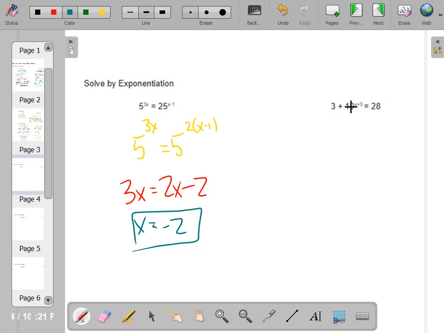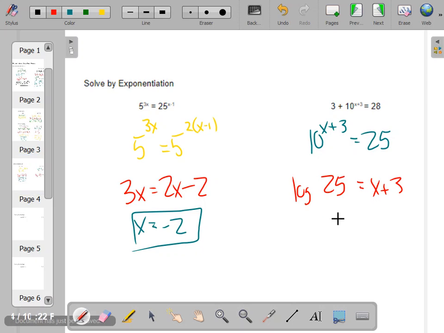This isn't really exponentiation, but we're going to get that exponent by itself. 10 to the x plus 3 equals, if you subtract 3, you get 25. And now we're going to rewrite it as a logarithm. So this is a log with a base of 10. That's just implied to be base 10 if you just write the word log. But 10 to the x plus 3 equals 25. So when you rewrite it as a log now, you get the log of 25 equals x plus 3.